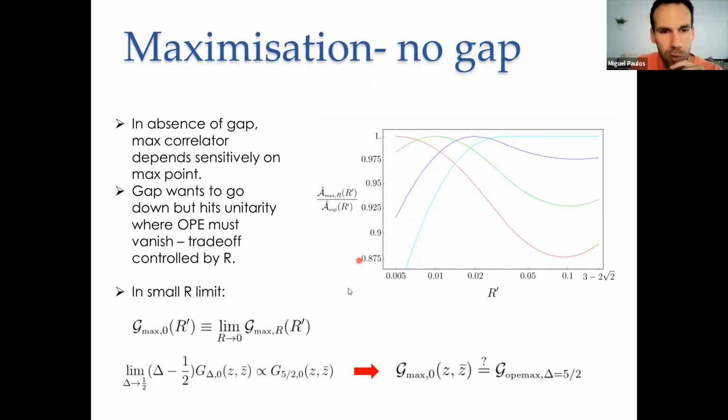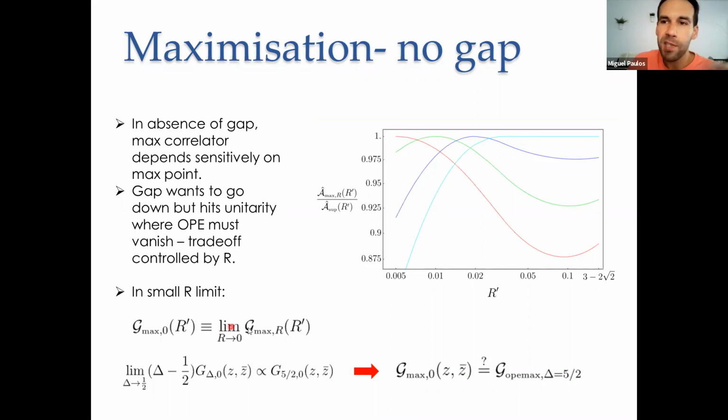One thing that you can do is ask about the small R limit. So let's take this family of correlators and take the limit where the maximizing point goes to 0. What do we expect? Since we are lowering R, we want to lower the gap, but there's the unitarity bound. So our leading operator gets pushed down to unitarity. But at unitarity, the OPE coefficient has to go to 0 because it's a free field, so it cannot couple to some non-trivial external field.